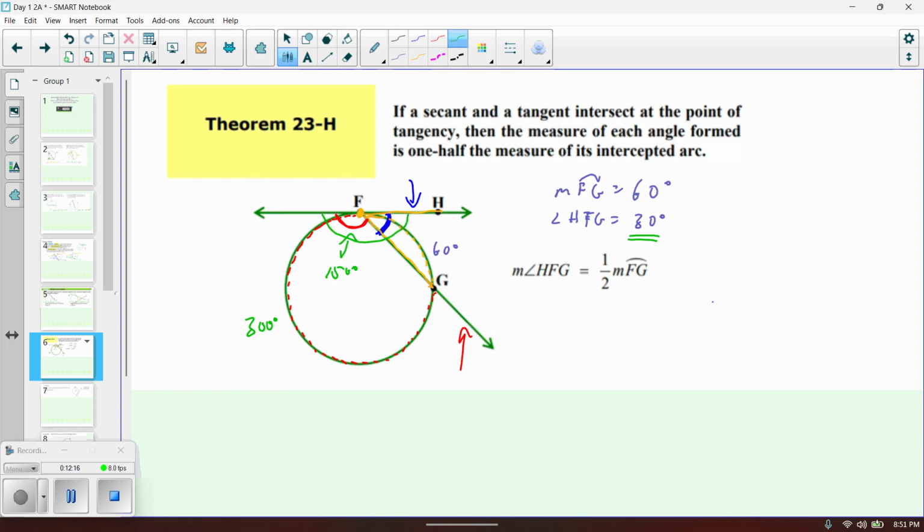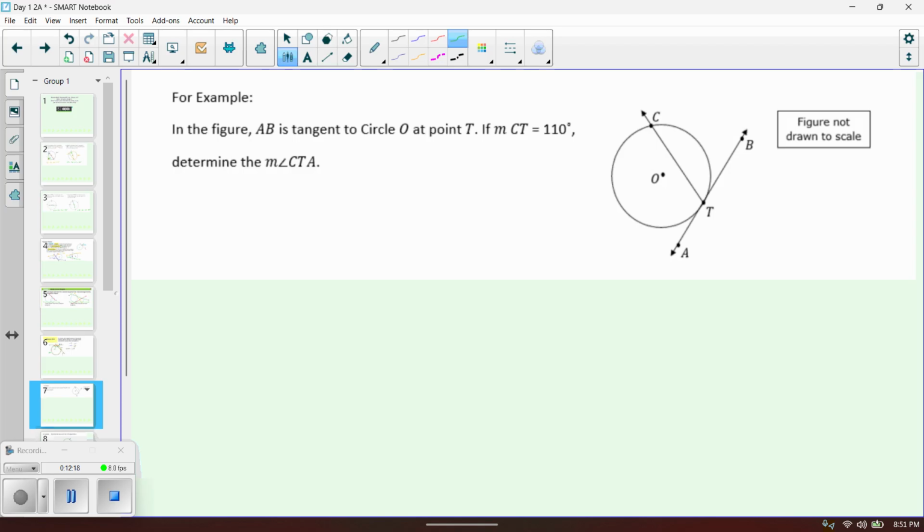Okay, let's see if we can do an example here. In the figure, AB is the tangent to the circle O at the point T. So T is your point of tangency. It says that the measure of arc CT, that's this arc right here, is 110 degrees. They want to know what the measure of angle CTA is. Well, that's this one. It's not the one that was inside, it's the opposite one.